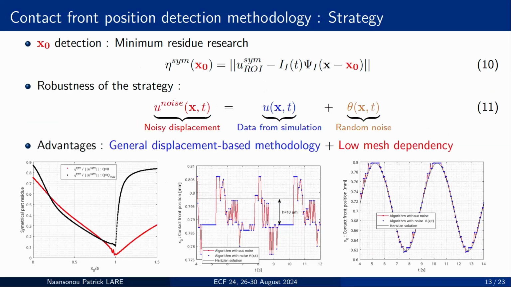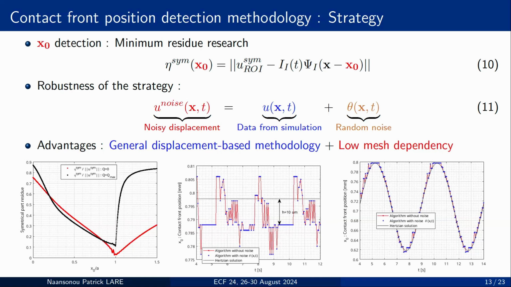To validate the methodology that we propose, we made some test cases with a cylinder-plane contact configuration. We noticed that when we apply the methodology, the minimum of our residue on the displacement field coincides with the theoretical contact front position. We are at 1, so it means that our contact front position is at the theoretical contact front position.